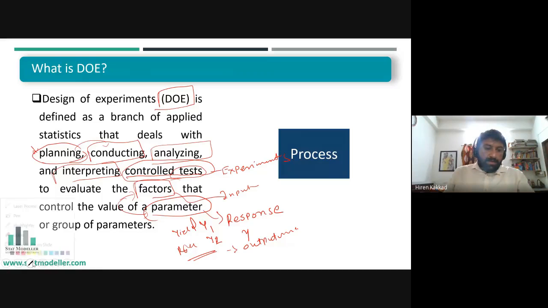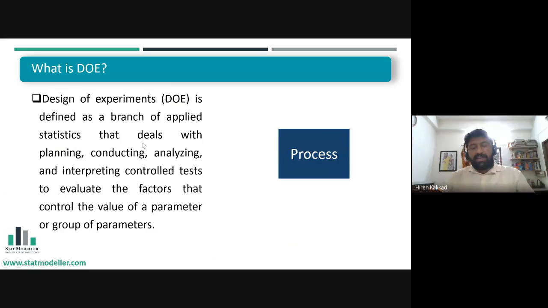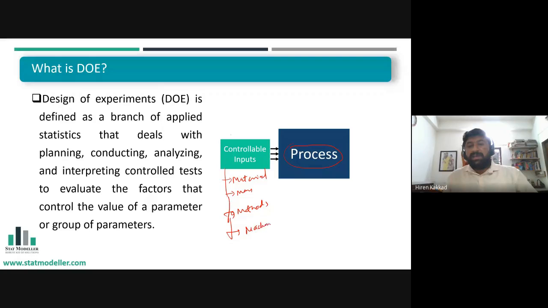Now, if we put this definition with reference to a real working environment, there is a process, right? Now, what is a process? It takes some inputs, and some may be controllable. So one part is controllable inputs. In a real life situation, these may be with reference to material, men, methods, machines, or process parameters. It may be anything that you can control.